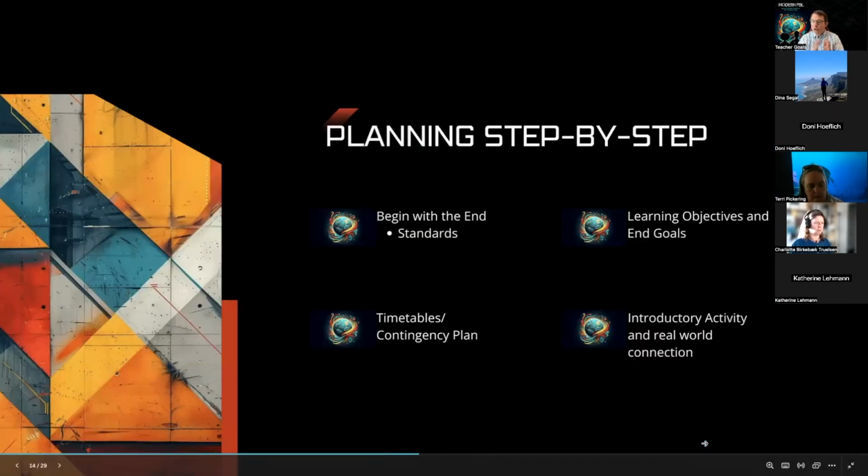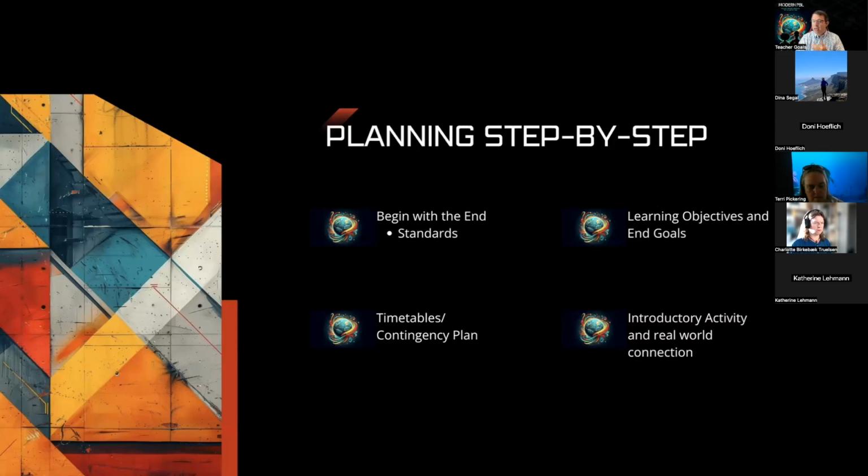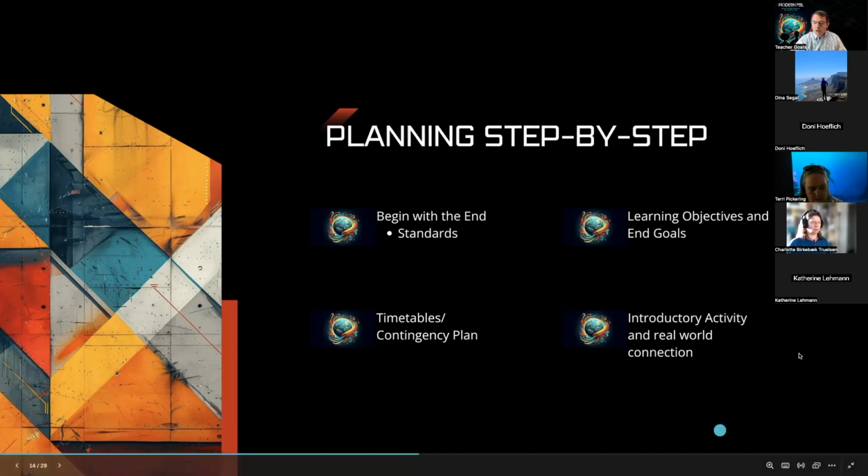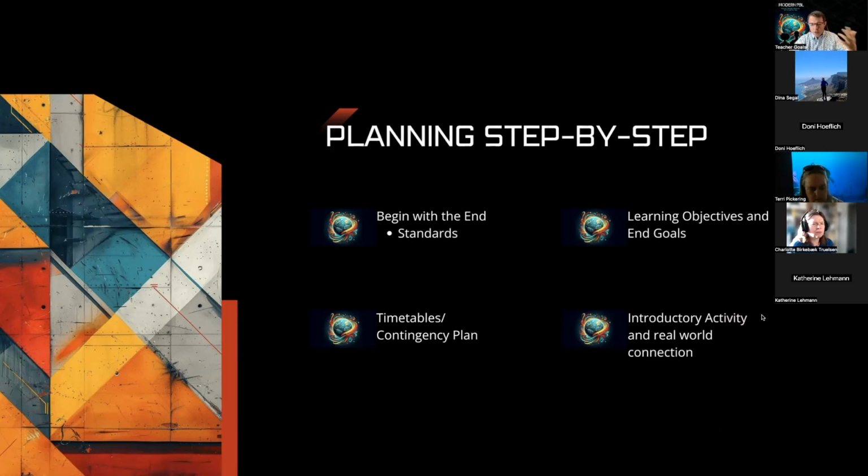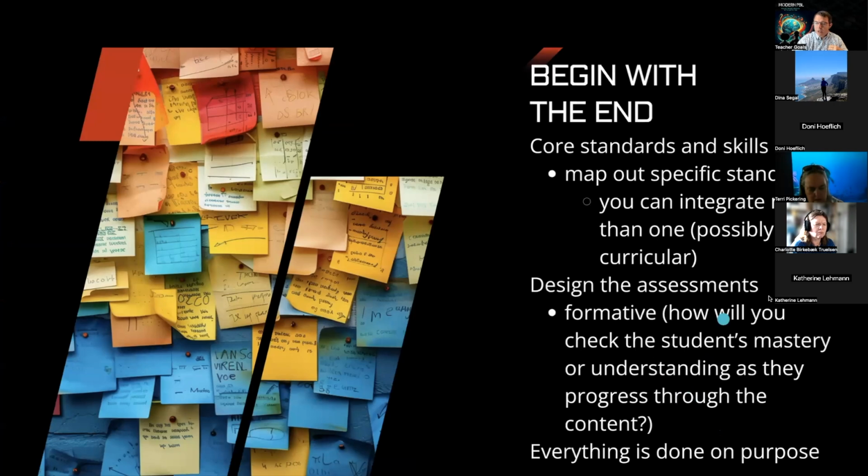So we'll go through this step by step. We're going to begin with the end. So we'll deal with standards. We're going to look at learning objectives and end goals, timetables, making sure we have a contingency plan. And we are going to look at the introductory activities, that real world connection. So let's begin with the end.